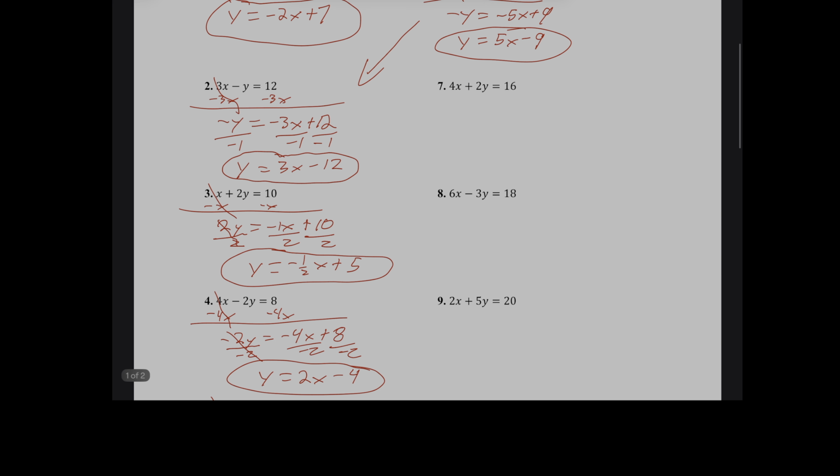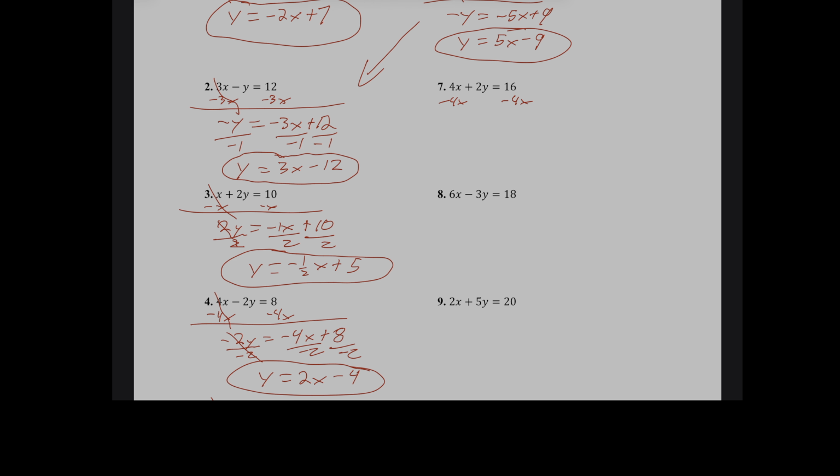Let's go on to number 7. I'm going to subtract the 4x. Again, we're just rearranging furniture. 2y equals, now don't write 16 minus 4x, write -4x plus 16, because it follows the formula better when it looks like that. It's not wrong, but we're trying to get it to look like the formula. And as I solve, it's going to look like that.